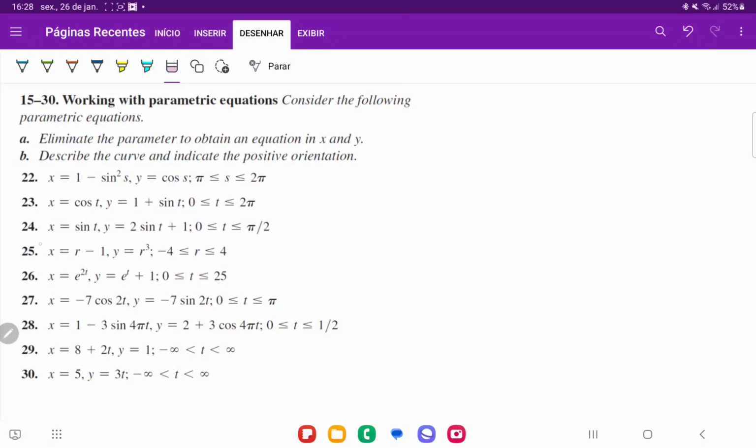For 25, we want to first eliminate the parameter to obtain an equation in x and y. So for 25, we're given that x is equal to r minus 1, y is equal to r cubed, and the parameter r is bounded between -4 and +4. So we have that x is equal to r minus 1, and y is equal to r cubed.